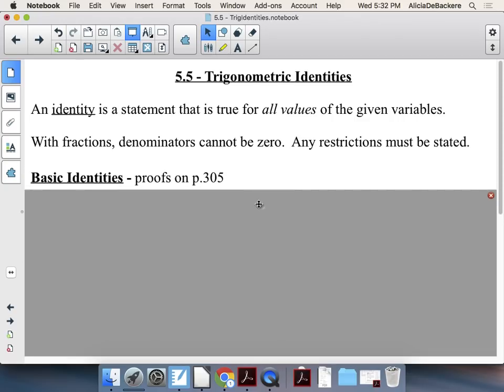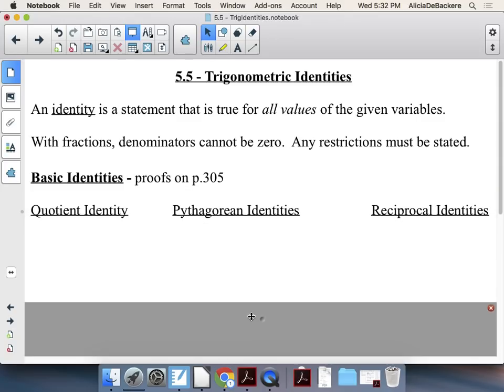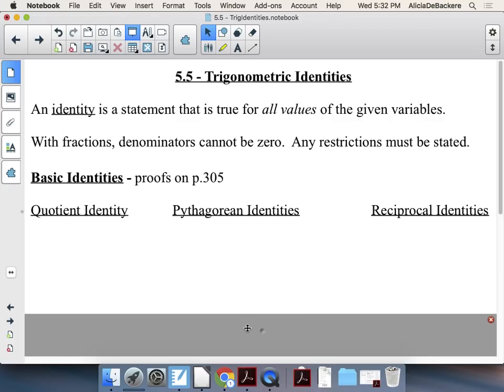So we have some basic identities, things that we just accept to be true. These are identities that are proved in the textbook on page 305. So if you want to take a look at those proofs, you can. I'll talk about the proofs next week and why we know these things are true. But for now, you just get to accept that these are identities and they are always true statements. There are 3 different types of identities that we have.